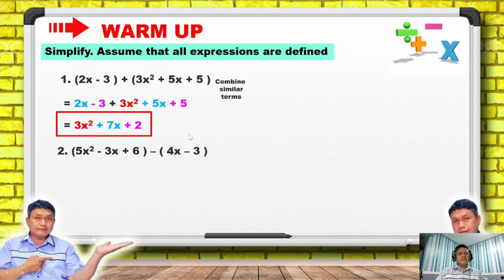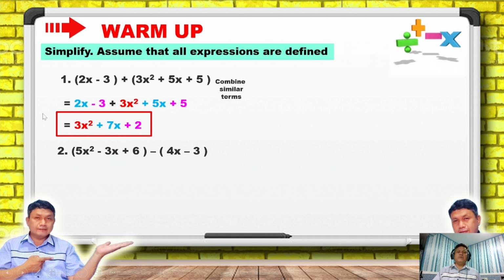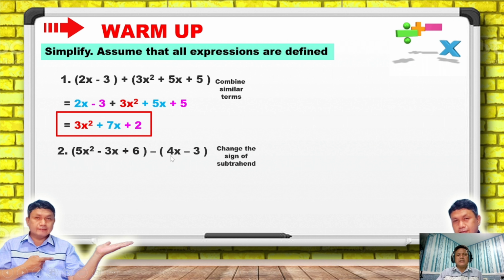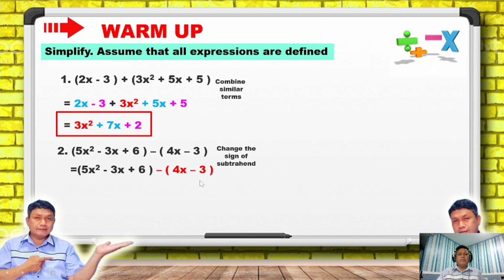Okay, next. Let us proceed to number 2. Number 2 is an example of subtraction of polynomials. So, what is the first rule in dealing with the subtraction of polynomials? Okay, ito ang unang gagawin natin. We have to change the sign of the subtrahend. So, what is the subtrahend? Yung first polynomial natin, ito yung minuend. At yung ating subtrahend ay yung pangalawa, which is 4x minus 3. Now, pinalitan ko po ang kulay para malaman nyo na ito po yung subtrahend. So, anong gagawin?